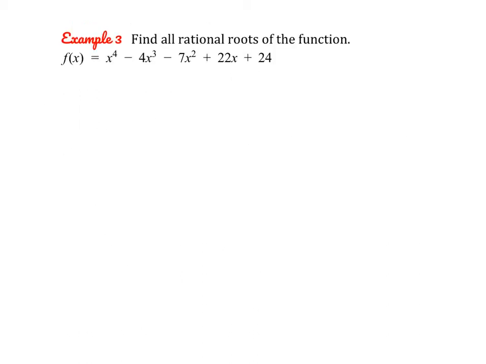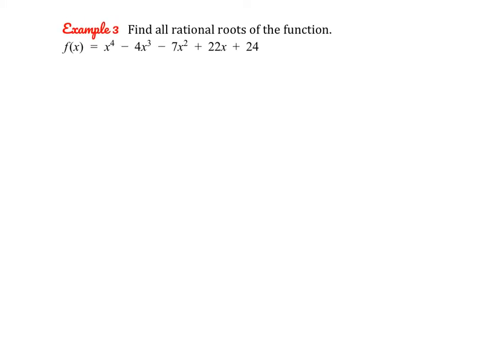All right, let's try another one together. So here we have this new polynomial. It cannot be factored. We don't know any methods for factoring with 5 terms. So that means we will need to use that rational zero theorem to help us get a starting point.